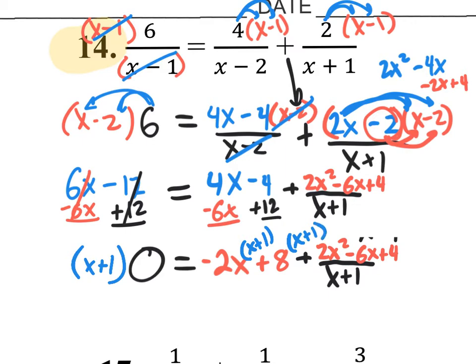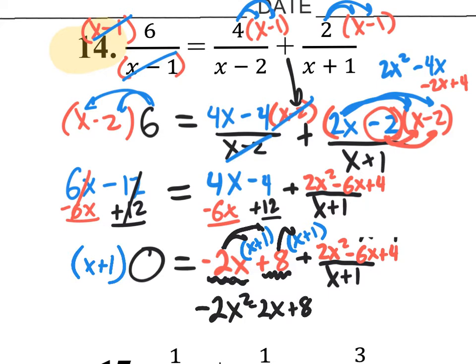So when I multiply the negative 2x times x, that'll give me a negative 2x squared. When I multiply the negative 2x times 1, that'll give me a negative 2x. When I multiply the 8 times x, that'll give me a positive 8x. When I multiply the 8 times 1, that'll give me a positive 8.